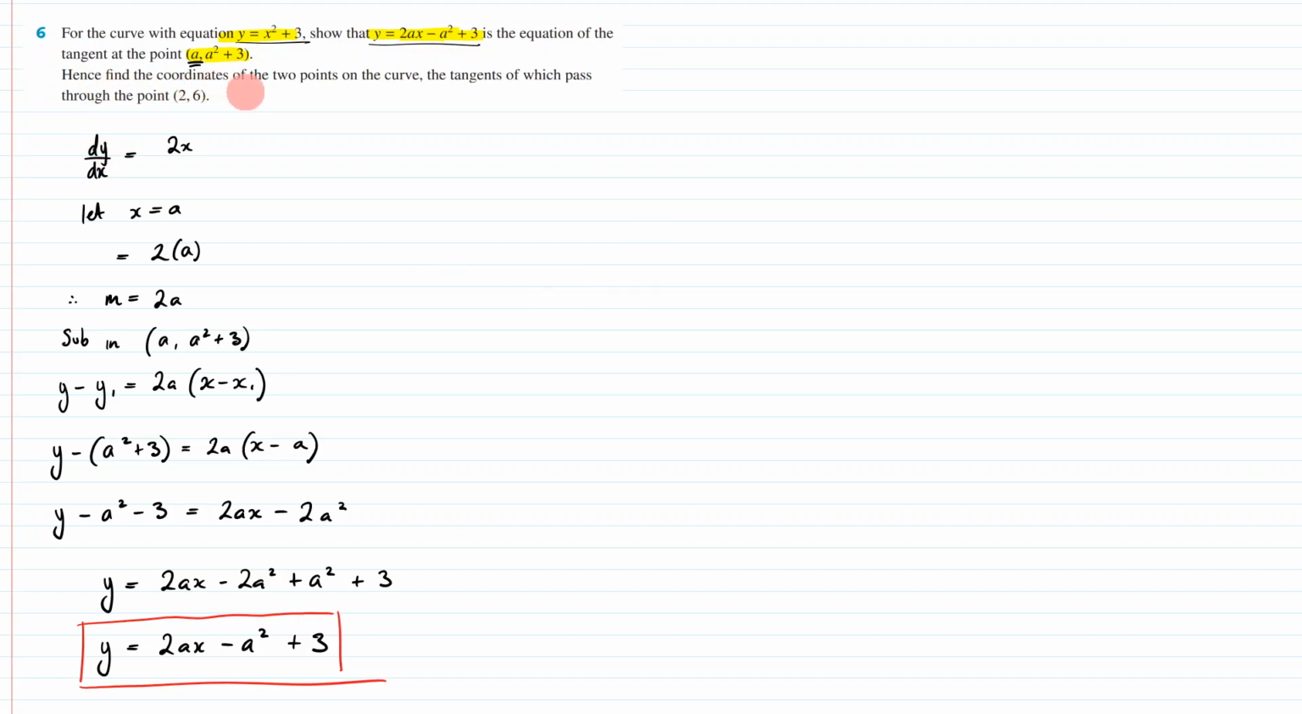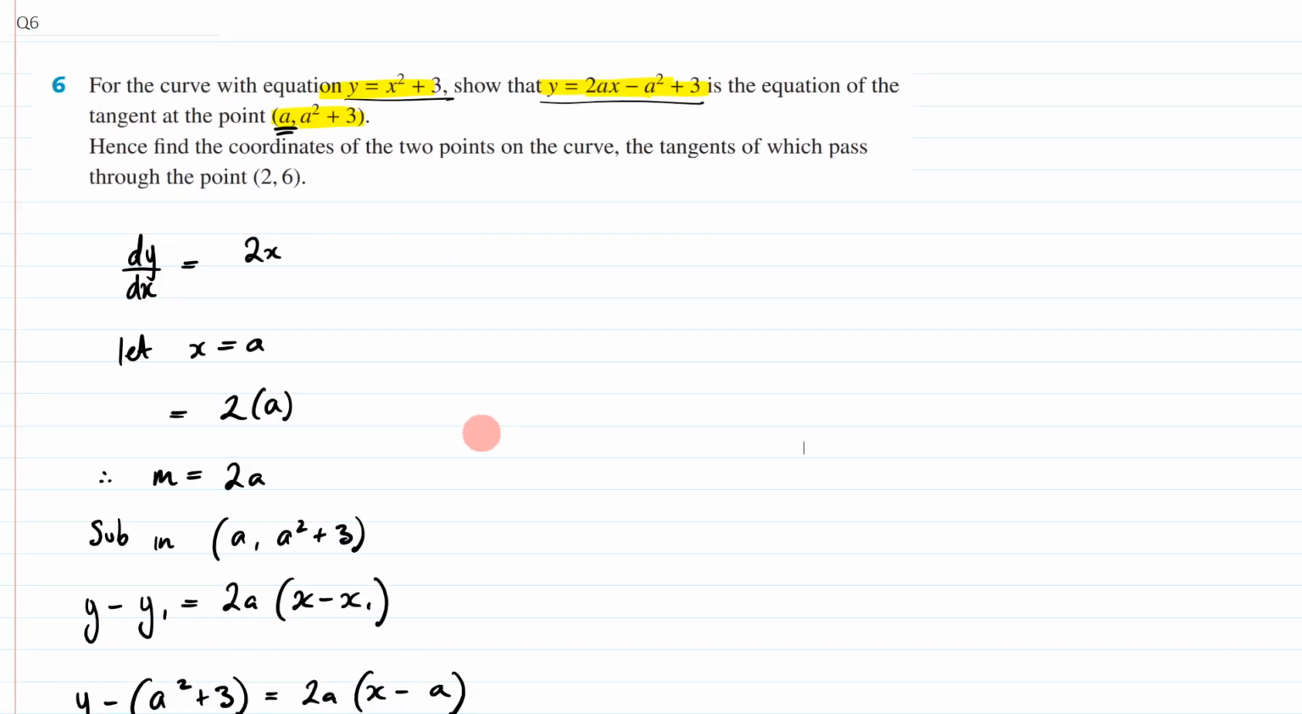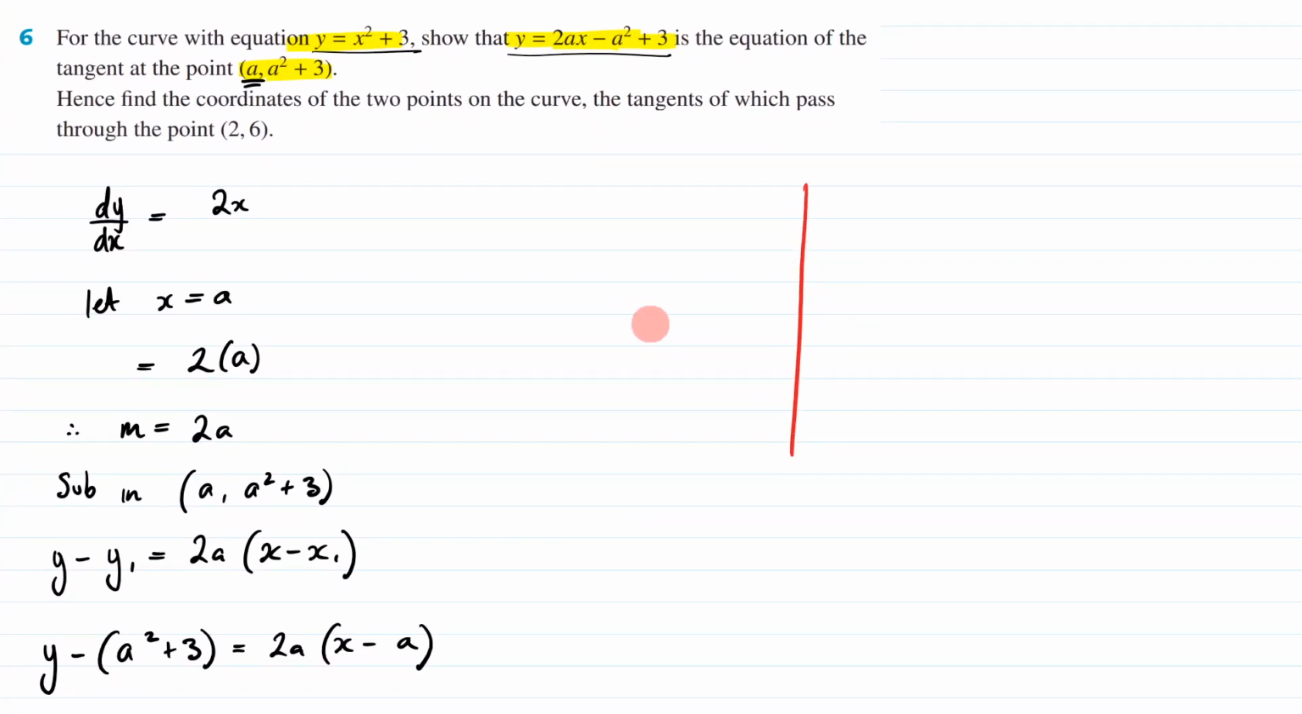Now it says, hence find the coordinates of the 2 points on the curve, the tangents of which pass through the point (2, 6). All right, so let's say you have no idea what to do. What you should do at this point is just draw yourself a little picture. Whenever you're stuck, just try to visualize what you're doing. I know that I'm dealing with x squared plus 3, so that's going to be here. And then I've got this point. Let me use a different color here, purple, for the point (2, 6).